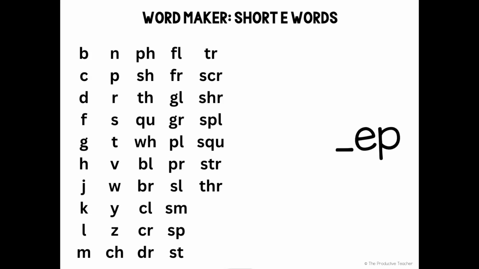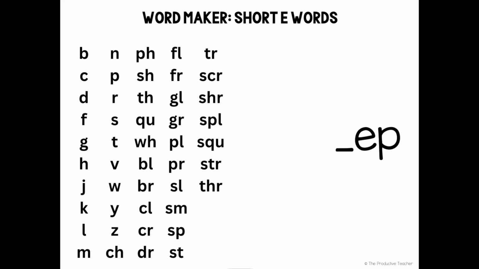Today we're going to play the word maker game with the EP word family. All one-syllable words are made up of onsets. These are letters that come before the vowel in the word, and rhymes. In a word family, all of the words have the same rhyme, in this case, the EP rhyme. We are going to combine onsets and rhymes to make words. Then we'll count up how many words we can make.